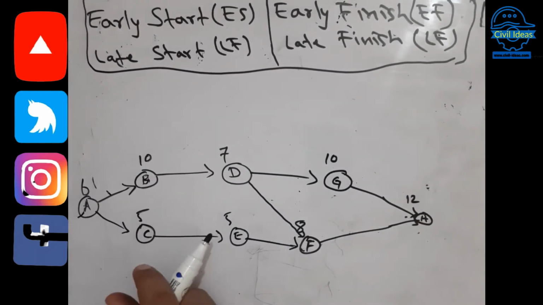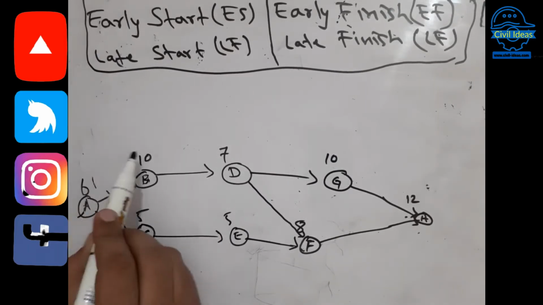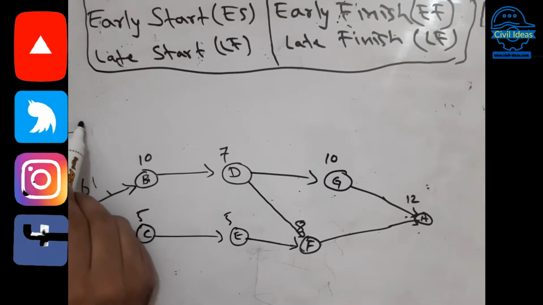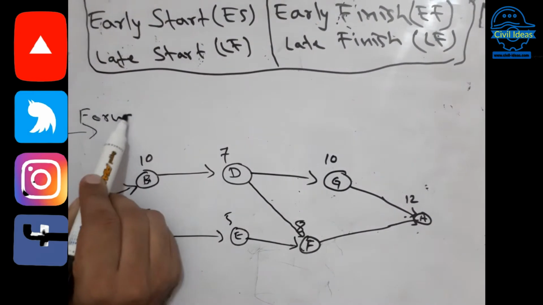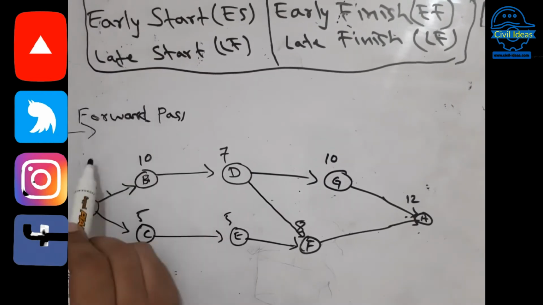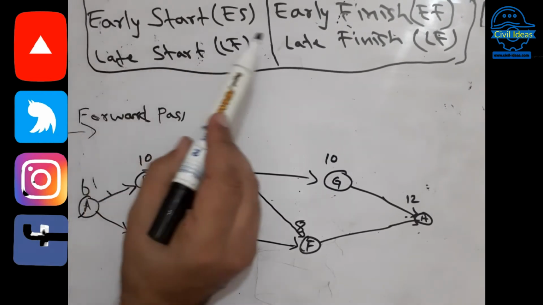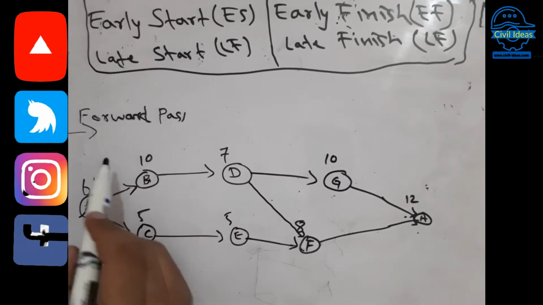So now we will assign the early start and early finish times in the forward direction, the forward pass. You may have seen on the board, this is a forward pass. Early start and early finish, this is the forward pass to prepare this diagram.